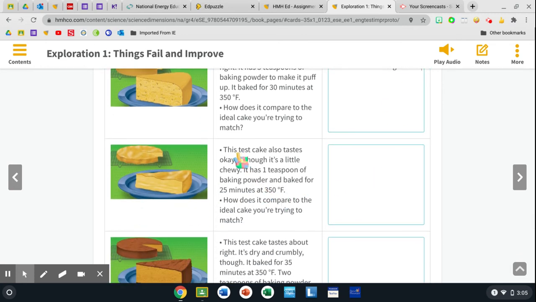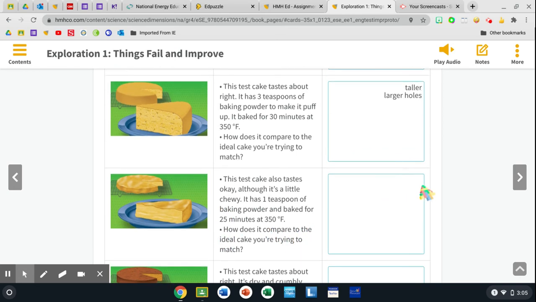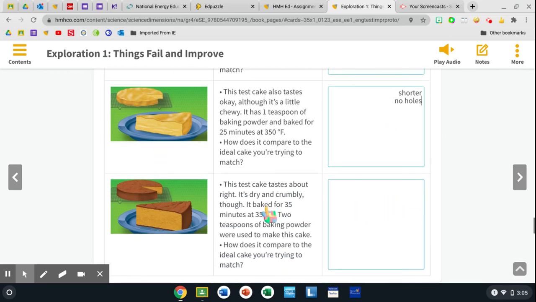All right, let's go down to the third one. It says this test cake also tastes okay, although it's a little chewy. It has 1 teaspoon of baking powder. So this guy up here had 3, this one has 1. And baked for 25 minutes at 350. So we have the same temperature but didn't cook it as long. How does it compare to the ideal cake we're trying to match? Well, it's shorter. And I don't see any holes at all. Those holes are what make it fluffy and delicious. Okay, make it rise.